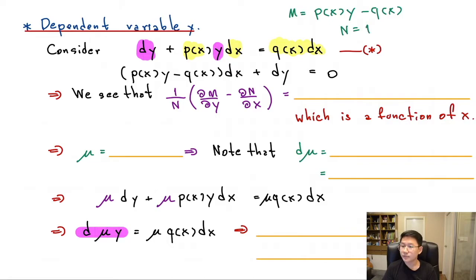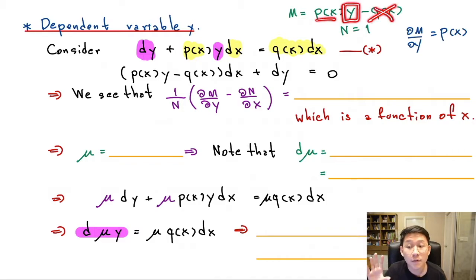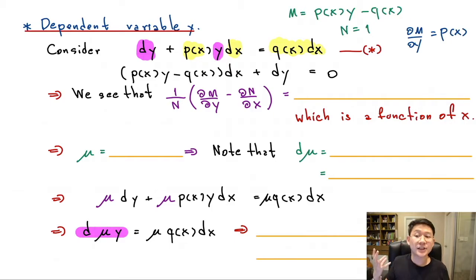So the derivative of M by y would be just p(x), because you take the derivative by y. Here y is to the power of 1, so it becomes 1, and you get p(x). The derivative of the other term is 0, since you take the derivative by y, so x is seen as a constant.